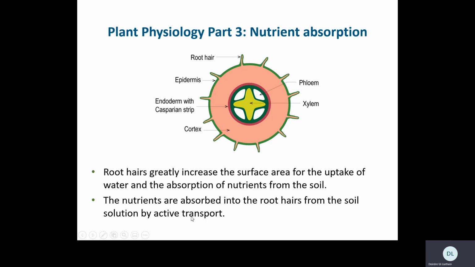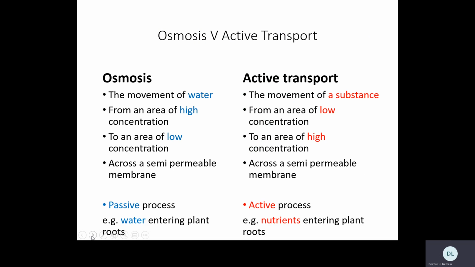Now, we need to spend a little time looking at what is active transport. And I'm going to do that by contrasting it with the process that we talked about when we were looking at water going into the plant. And that process was called osmosis. And we did a definition of osmosis. We said that it was the movement of water from an area of high water concentration, so a place where there's loads of water, to an area of low water concentration across a semi-permeable membrane, like the cell membranes of all those little cells inside the plant.